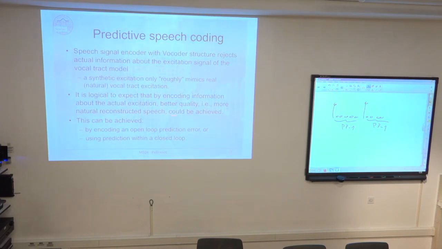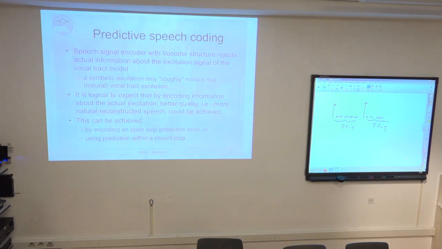So the idea is not to use a primitive model that has either only voiced or unvoiced. If it is unvoiced, it is random noise. If it is voiced, it is a periodic pulse train with a given pitch period. No, I somehow want to encode this excitation better, or even as close as possible to the original. This can be achieved in two ways. One way would be open loop prediction, the quantization of the prediction error in open loop, as I have explained so far.